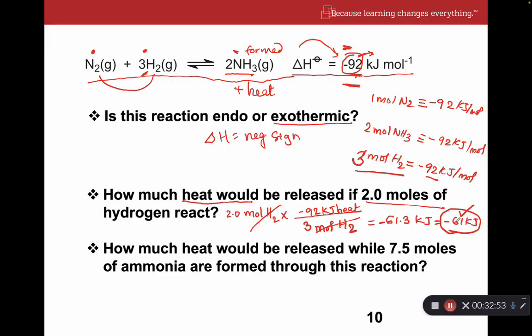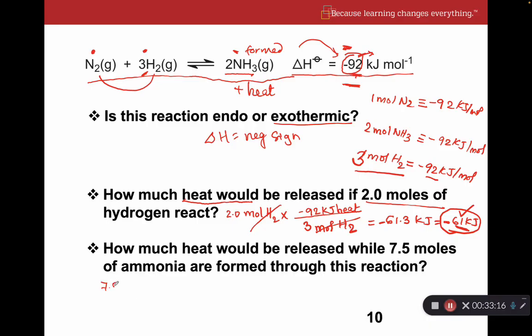Both mean the same thing. Okay, you just have to understand that the negative sign means that much amount of energy is released. Got it? So now let's try the last question. How much heat would be released if, well, 7.5 moles of ammonia?